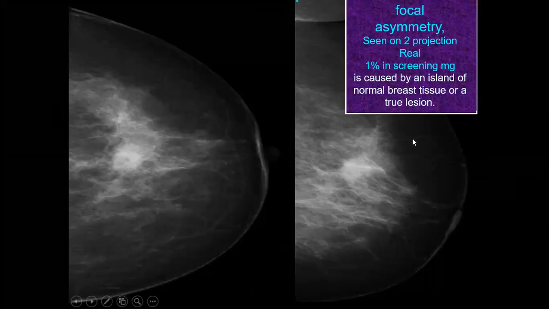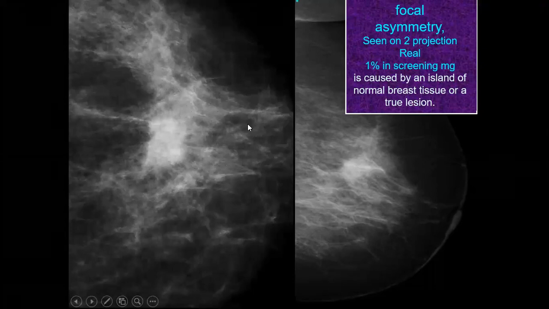Okay, and focal asymmetry represents only 1% of screening mammography, and it is mostly caused by an island of normal breast tissue, as we mentioned. But it can be a true lesion, as in this case. Here it is a true lesion. When we spread it away, we could see just a speculated irregular mass. You see? Dense mass. Now, at the beginning, before the spot magnification, we called it a focal asymmetry. After spot magnification, we can call it a suspicious mass.